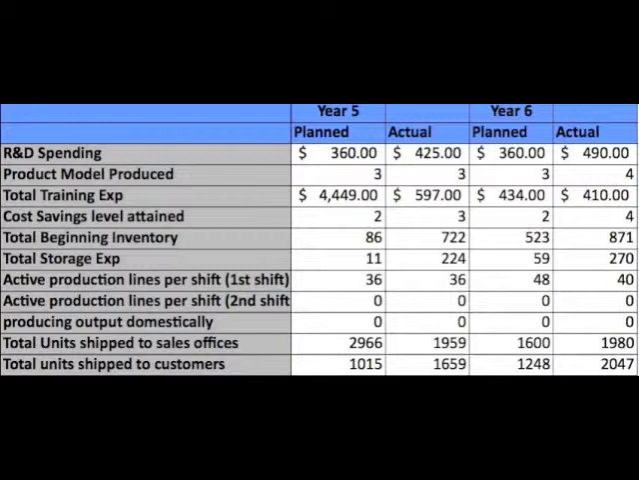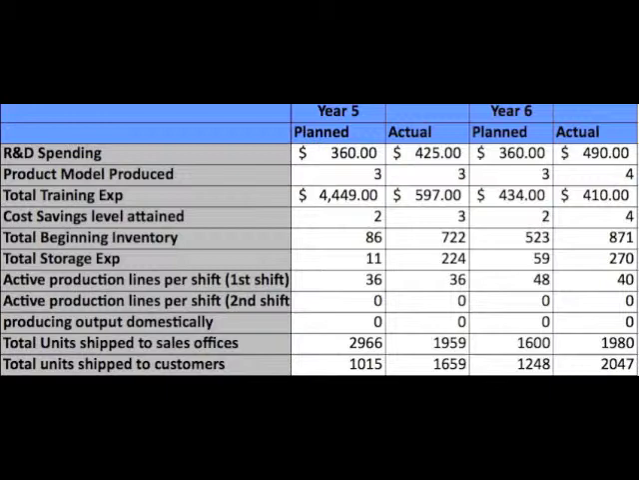Total R&D spending. For our research and development department, we had planned to spend $360,000 for year 5 and 6. However, we ended up spending a bit more than that. For year 5, we ended up spending $425,000, and for year 6, we spent $490,000. This increase in expenditure was due to our investment in R&D for the latest manufacturing technique for producing Model 4. Product model produced.